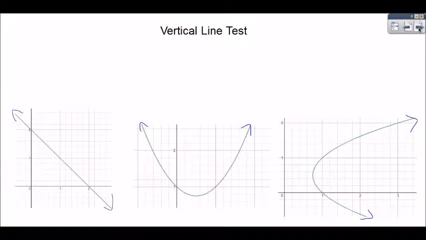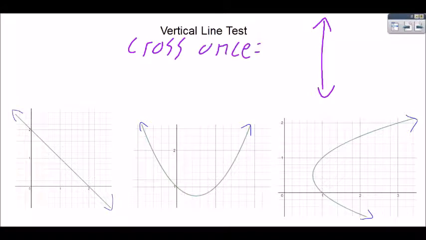Okay, Mr. Gardner, what happens if I don't have a table, I don't have the numbers, what can I do? We're going to do our vertical line test, which means I'm going to draw a line straight up and down, and if it crosses once, then this is a function. If it crosses more than once, it is not a function.